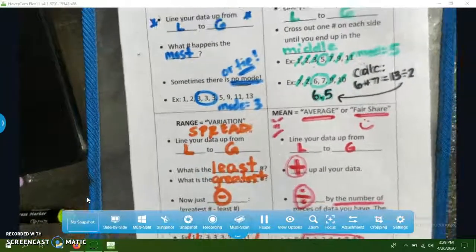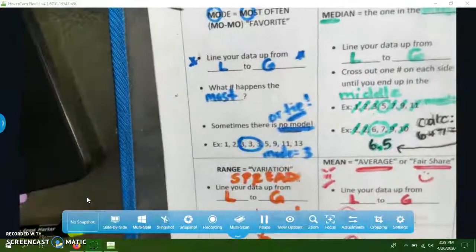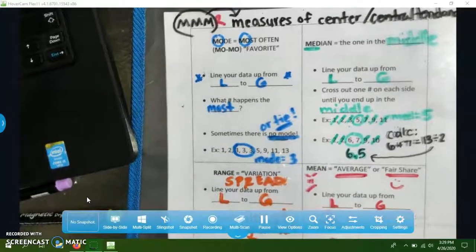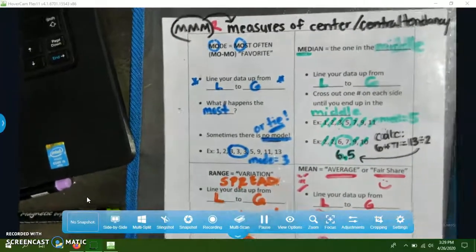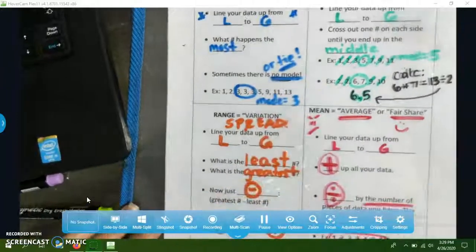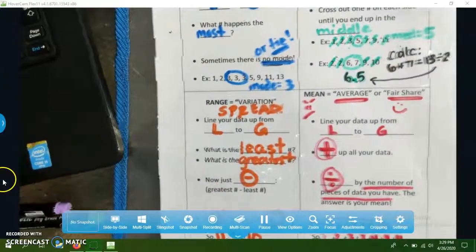I hope this has given you a good introduction, and I know it's a lot of information at once, so there is going to be another video coming up very shortly on how to actually practice some more with mode, median, mean, and range.